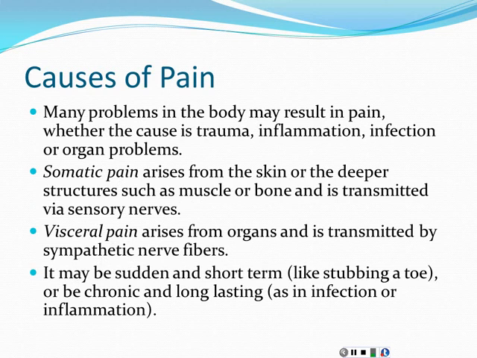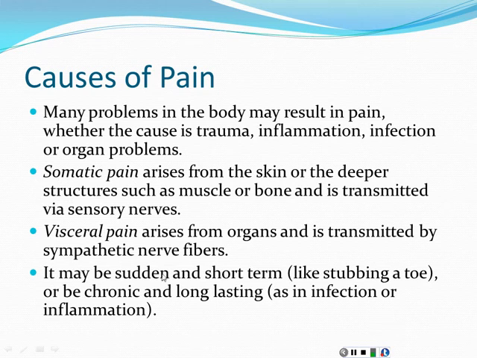And because the organs don't really have a mapping into the brain, they have to kind of find a different path. Pain from the organs, instead of coming through the somatic sensory system, actually comes through the sympathetic nervous system. So pain from organs travels along with the sympathetic nerve fibers that come from the sympathetic chain ganglion.